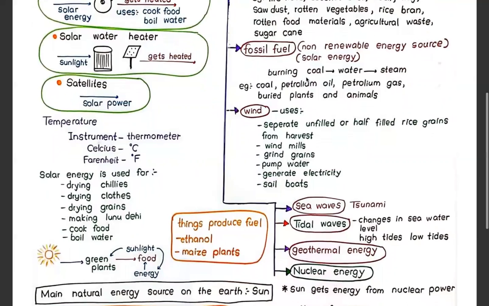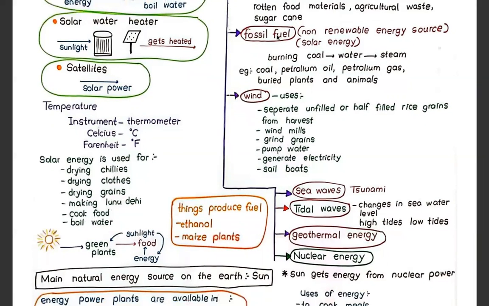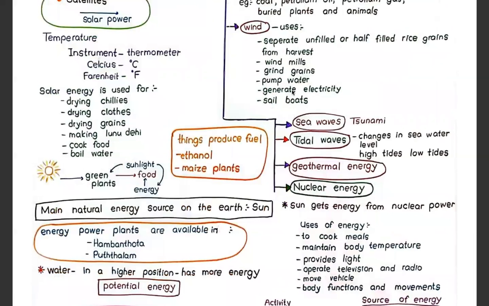Have you seen steam engines? Coal is burnt, so there are trains with steam engines. Right? Coal, petroleum oil, petroleum gas, buried plants and animals. Plants and animals buried in the soil produce this fossil fuel. Coal, petroleum oil, petroleum gas, buried plants and animals are examples for fossil fuel.